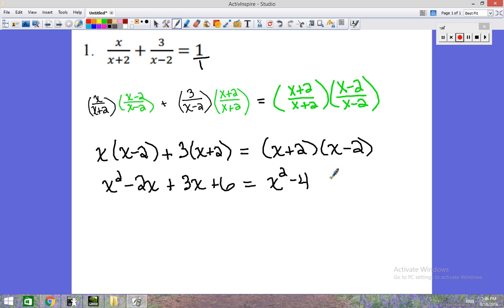So this is a quadratic equation. The biggest exponent on the variable is 2, but I also notice that if I subtract x squared from both sides, this x squared and this x squared cancel. And so what do we have then? Well, 3x minus 2x is just an x. Let's subtract 6 from both sides. And I have here a solution x equals negative 10.